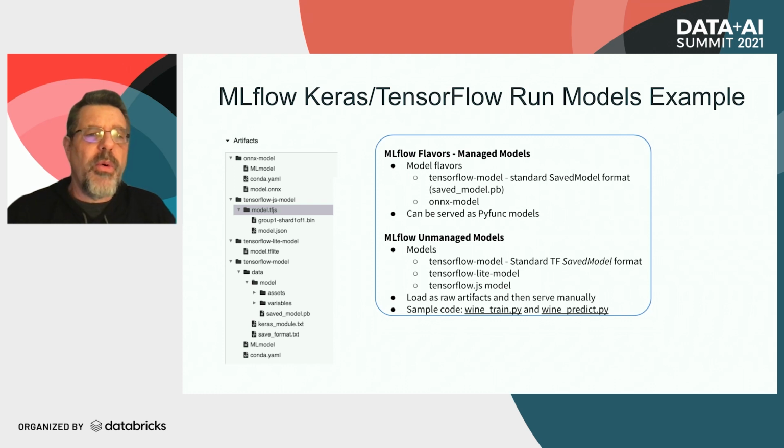Then below the ONNX model, we have a custom artifact, like I mentioned. ONNX is an MLflow concept, so you can save an ONNX model as a managed MLflow model. The TensorFlow JS model artifact below that, with its sub-artifacts, is a custom artifact, so it's not supported by MLflow, so you have to use a native TensorFlow JS command to save that. Same with the TensorFlow Lite model. That's a custom artifact there.